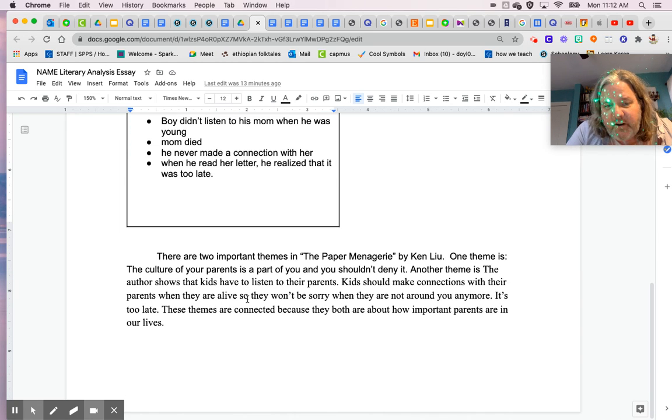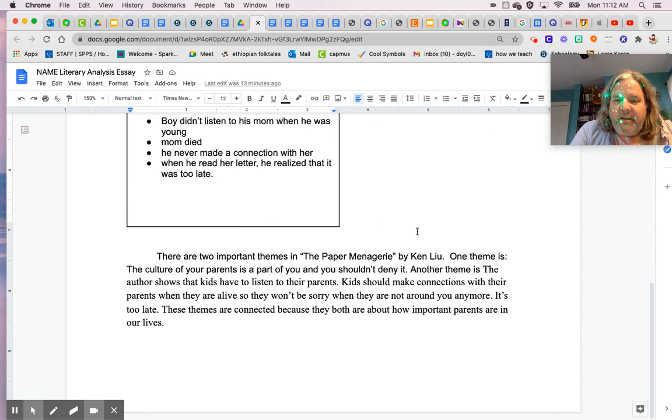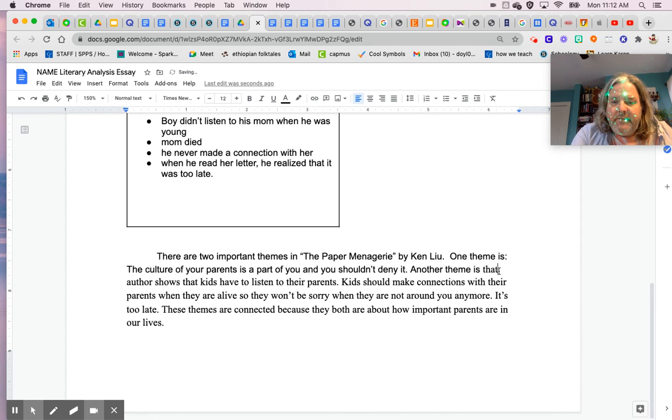So we wrote the first paragraph together. The first paragraph of our essay is, there are two important themes in The Paper Menagerie by Ken Liu. One theme is, the culture of your parents is a part of you and you shouldn't deny it, right? That's from right here. Another theme is that the author shows that kids have to listen to their parents. Kids should make connections with their parents before it's too late.